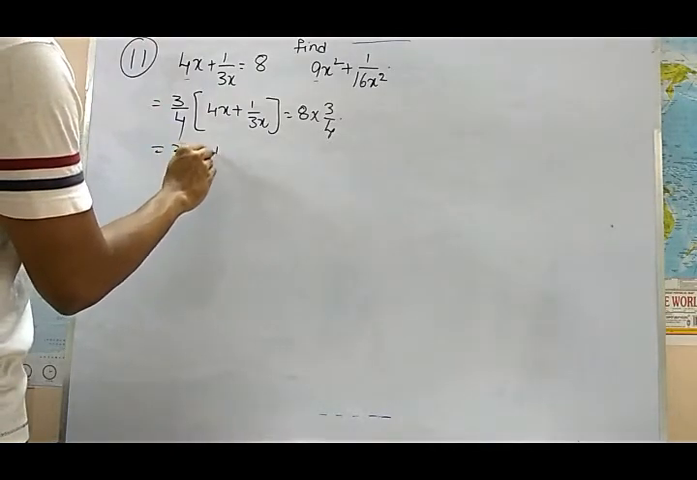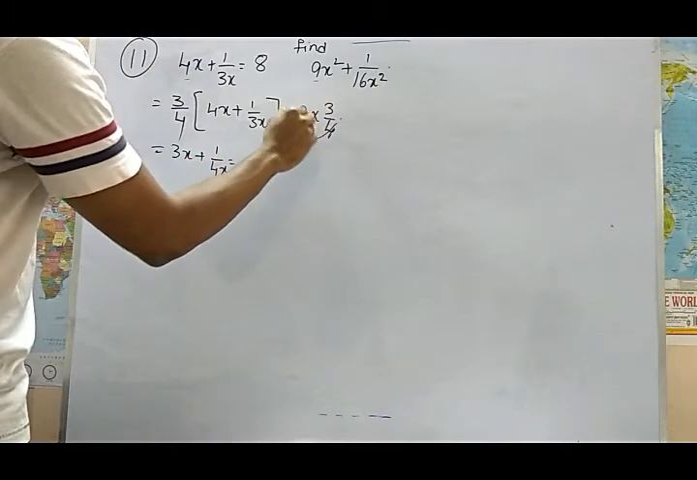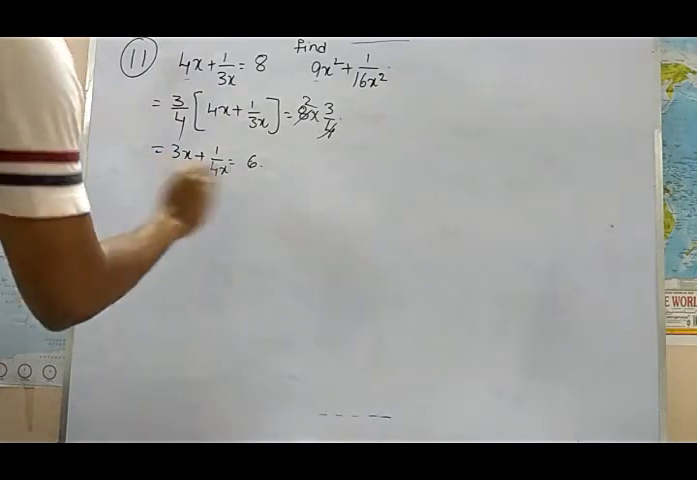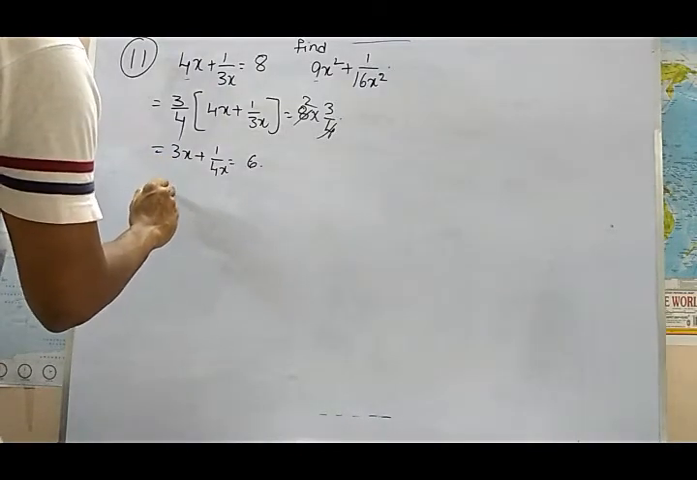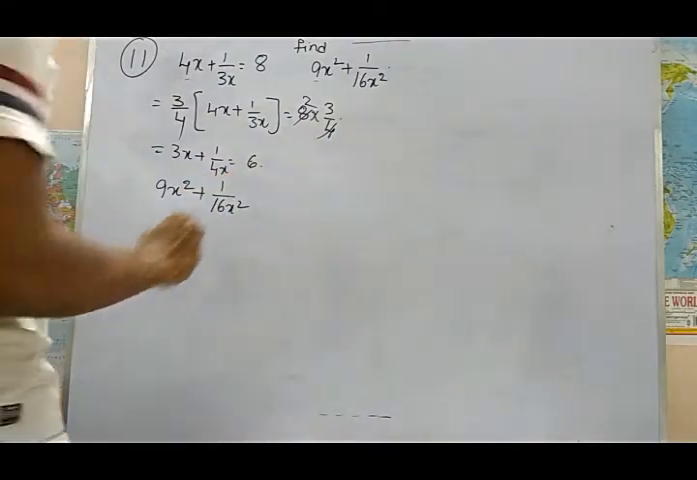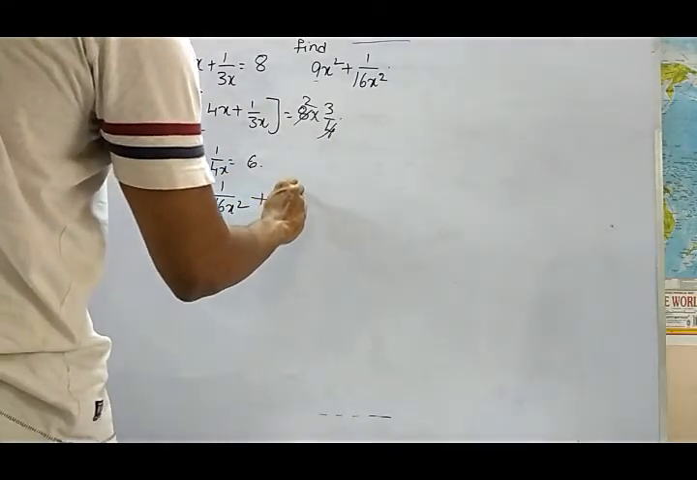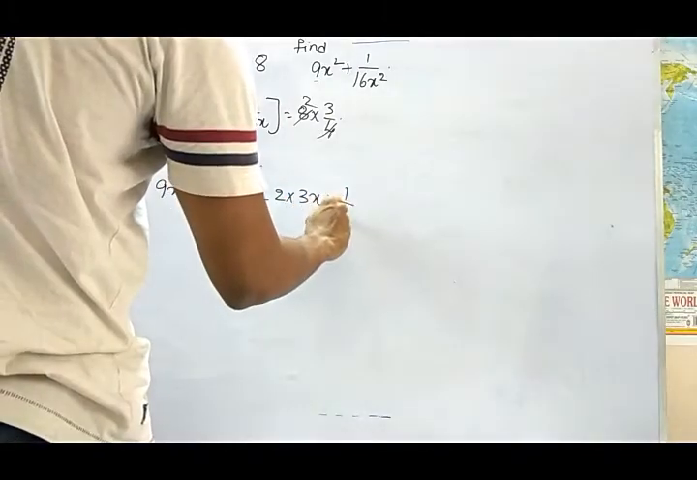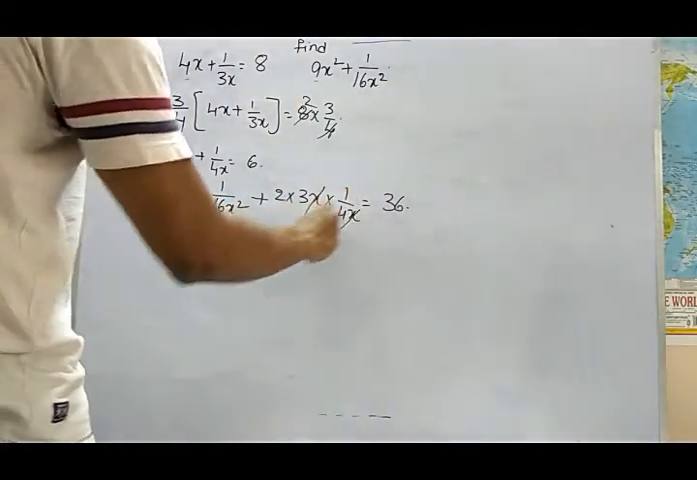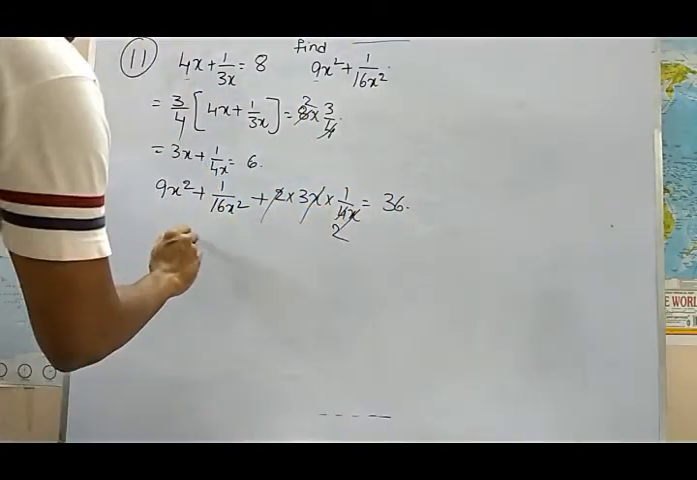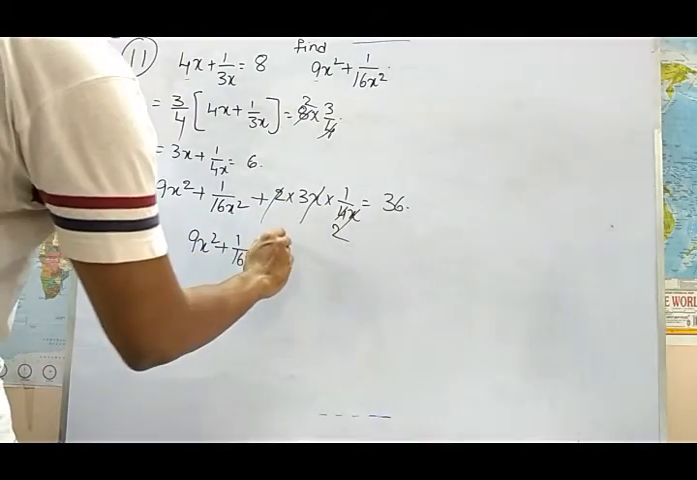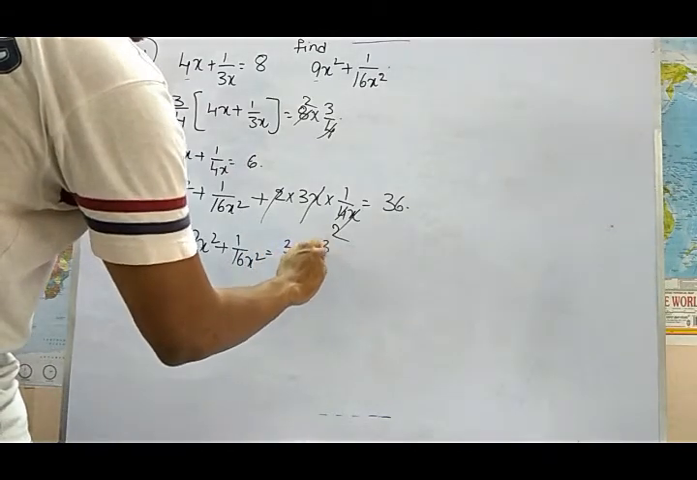So what we are left with? 3x plus 1 by 4x equal to 4... 6. It goes in 2 times, 3 to 6. So we need to do squaring on both sides. 9x square plus 1 by 16x square plus 2 into 3x into 1 by 4x equal to 6 square, 36. X cancel, 2 times it goes. So 9x square plus 1 by 16x square equal to 36 minus 3 by 2.